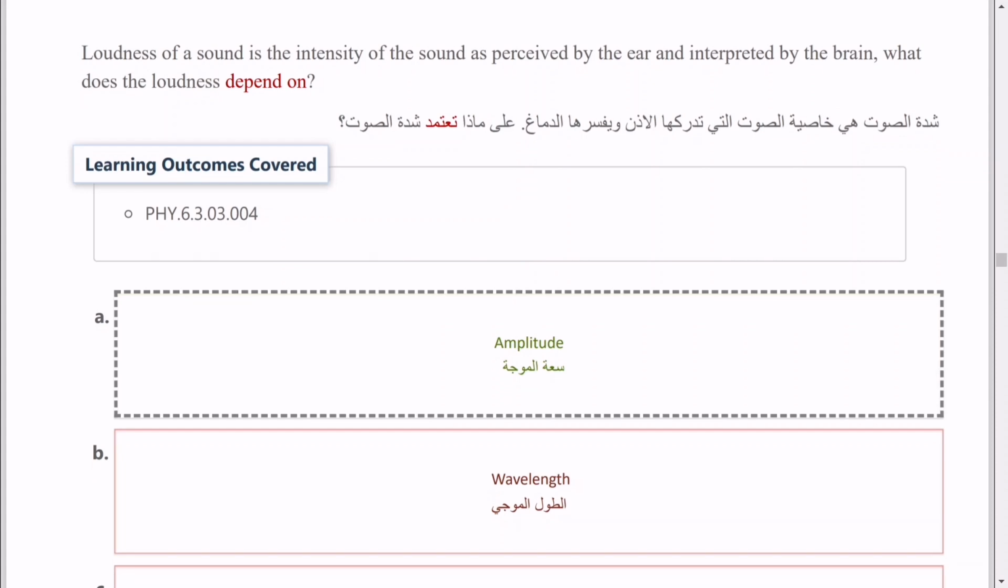Loudness of sound is the intensity of sound as perceived by the ear and interpreted by the brain. What does loudness depend on? Loudness depends on the amplitude of the wave. So here you have 2 qualities of the sound wave. One is pitch. Pitch depends on the frequency of the wave, and another is loudness. Loudness depends on the amplitude of the wave.